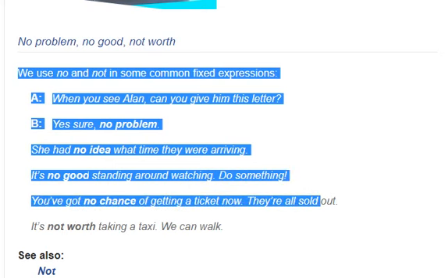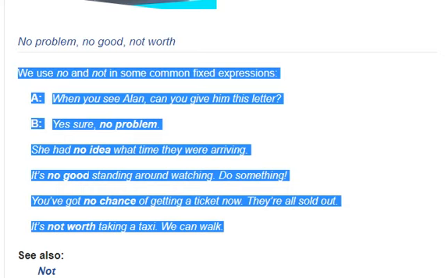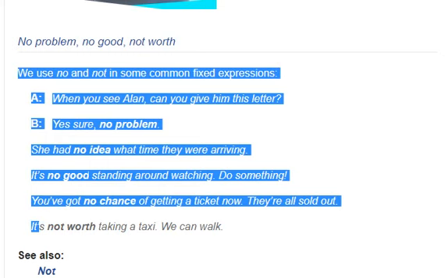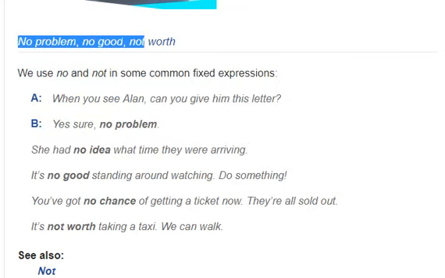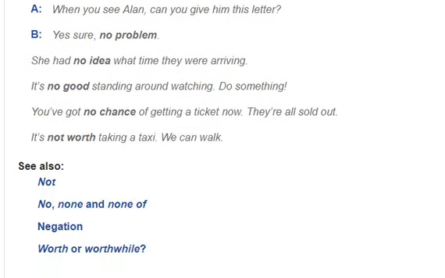You've got no chance of getting a ticket now. They're all sold out. It's not worth taking a taxi. We can walk. Você não vai falar, it's no worth taking a taxi. Você fala not. Então, esses problemas com no problem, no good, not worth. As expressões você usa nos conversas.